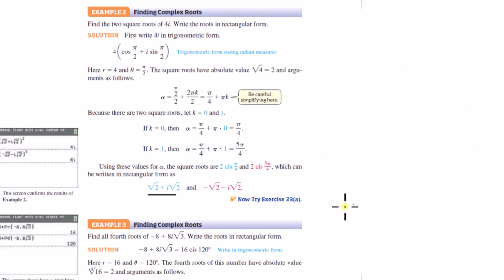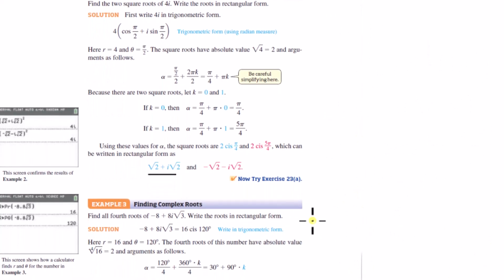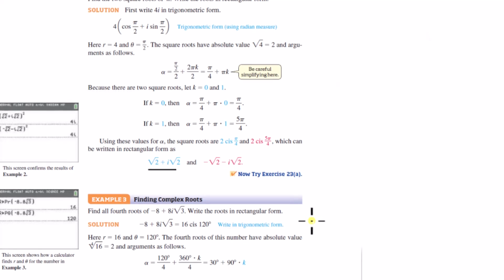Okay, now in this next example, we're going to see that there's actually a trick we can use to understand roots a little bit better and to actually make solving for them quicker. All right, so it says find all of the 4th roots of this complex number, and then write them in rectangular form. So they first convert this to polar form. I'm not going to do that again here. Polar form is 16 cis 120.